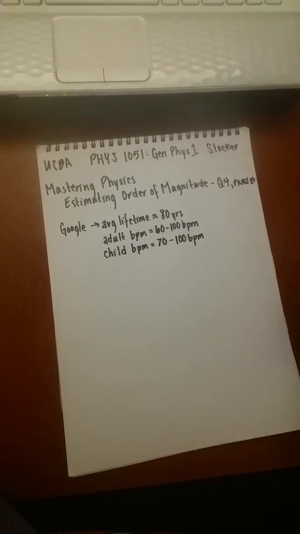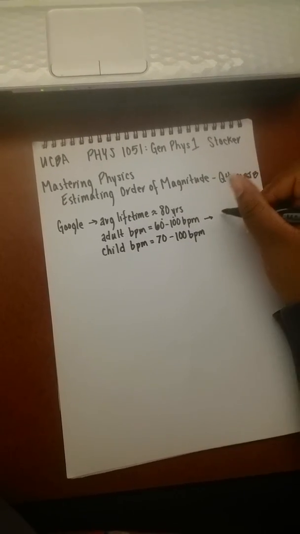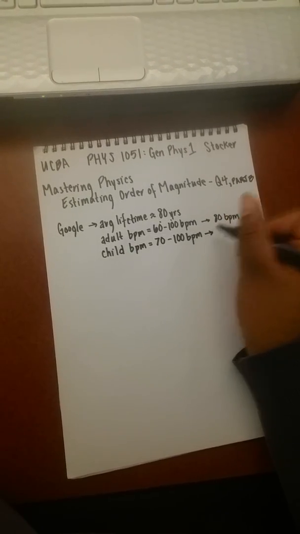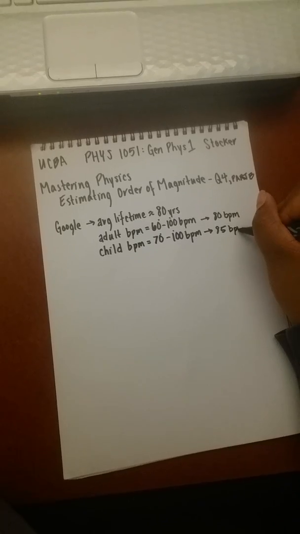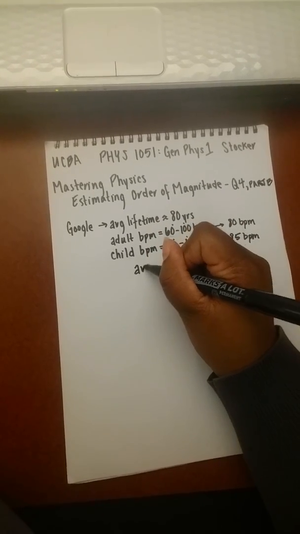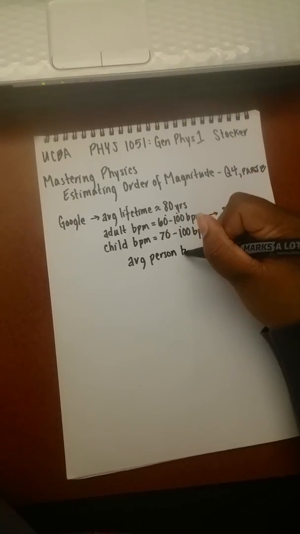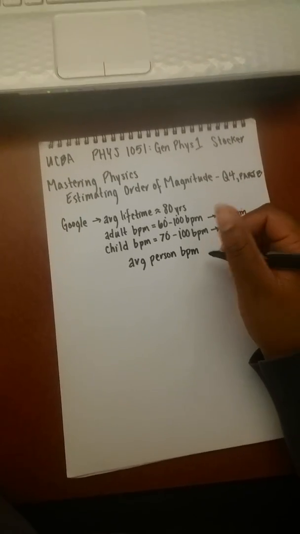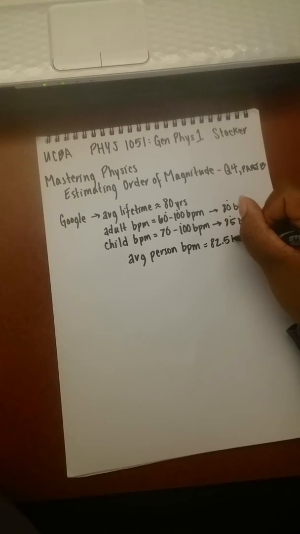So then what I did was I averaged these two values for the adult first to get 80 beats per minute. And then I did the same thing for a child and got 85 beats per minute. But what I wanted to find was the average person's beats per minute. So I averaged these two values for the adult and the child to get 82.5 beats per minute.